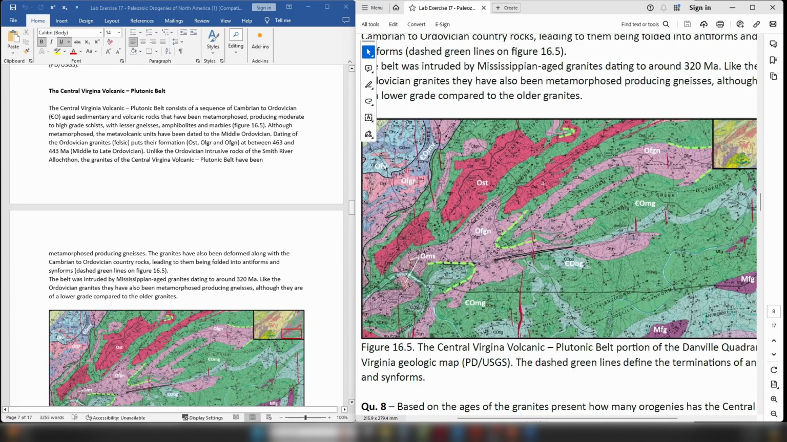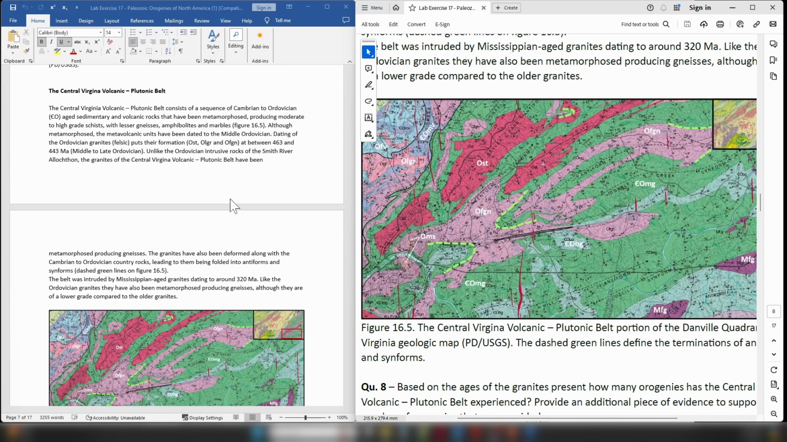So the next region as we move down is the Central Virginia Volcanic Plutonic Belt, and the name straight away suggests that you are clearly dealing with an area that contains both volcanic and intrusive igneous rocks. So this region does not display the presence of Precambrian age rocks that we see in other parts of the map. Instead, what we have is a sequence of Cambrian to Ordovician age sedimentary and volcanic rocks that have been metamorphosed, producing moderate to high-grade schists, along with some lesser gneisses, amphibolites, and marbles.